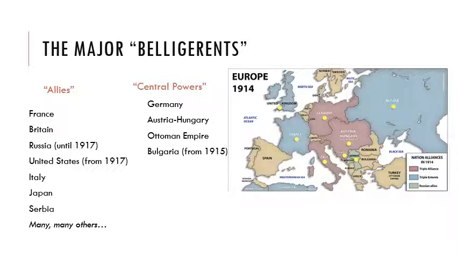And then on the flip side, you have the Central Powers, including Germany, Austria-Hungary, the Ottoman Empire, and then beginning in 1915, Bulgaria also gets involved in the war. Those are the major nations on each side, just so you know. Copy them down if you're going to forget so you can remember.